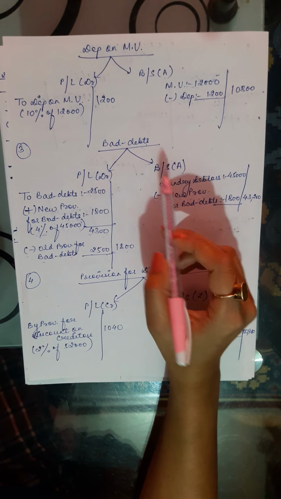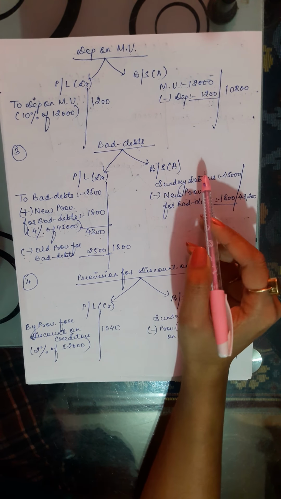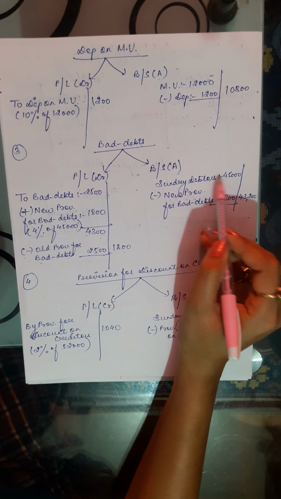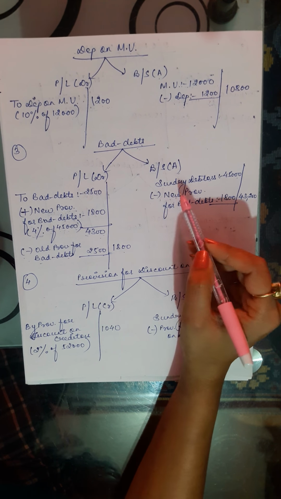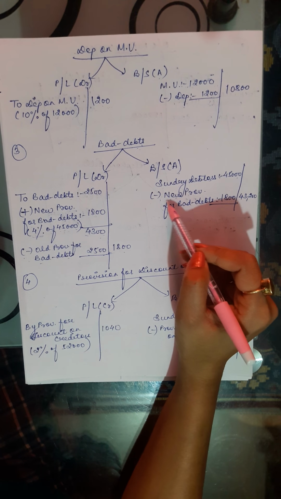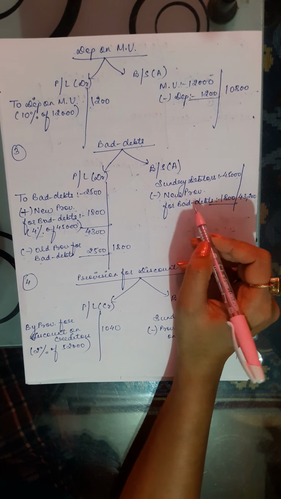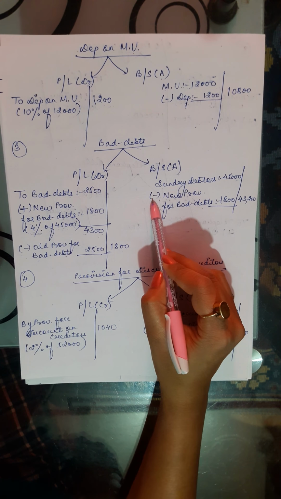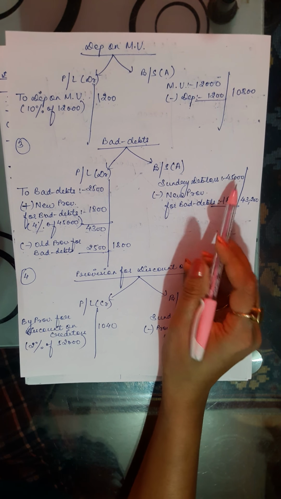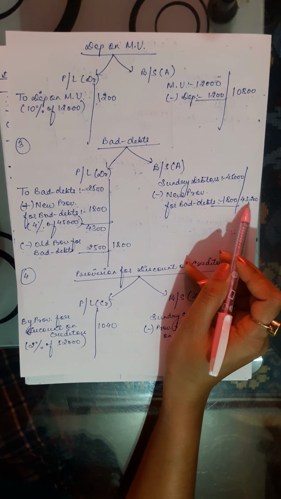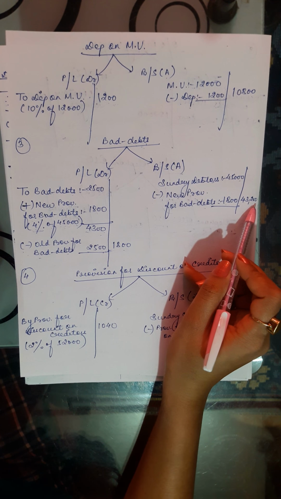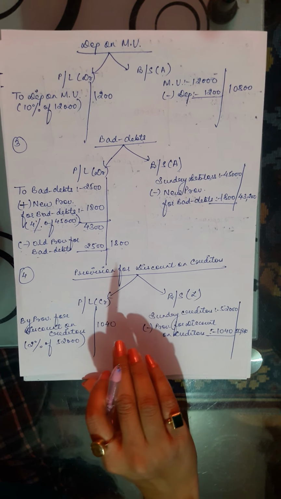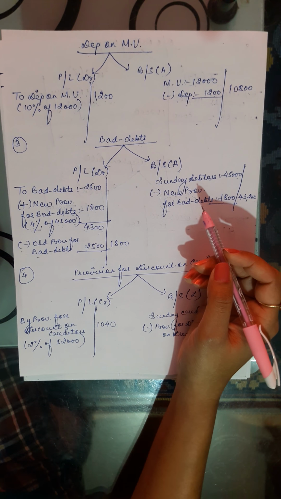The next treatment of bad debts will be done in the balance sheet asset side. How are we going to record? Sundry debtors 45,000 less. You have to be careful over here that the new provision given in the adjustment will only be subtracted from debtors. Okay, new provision for bad debts will be subtracted over here, that is 1,800. That will give you the amount as 43,200. Okay, so coming to the next adjustment. This was all about your bad debts adjustment.